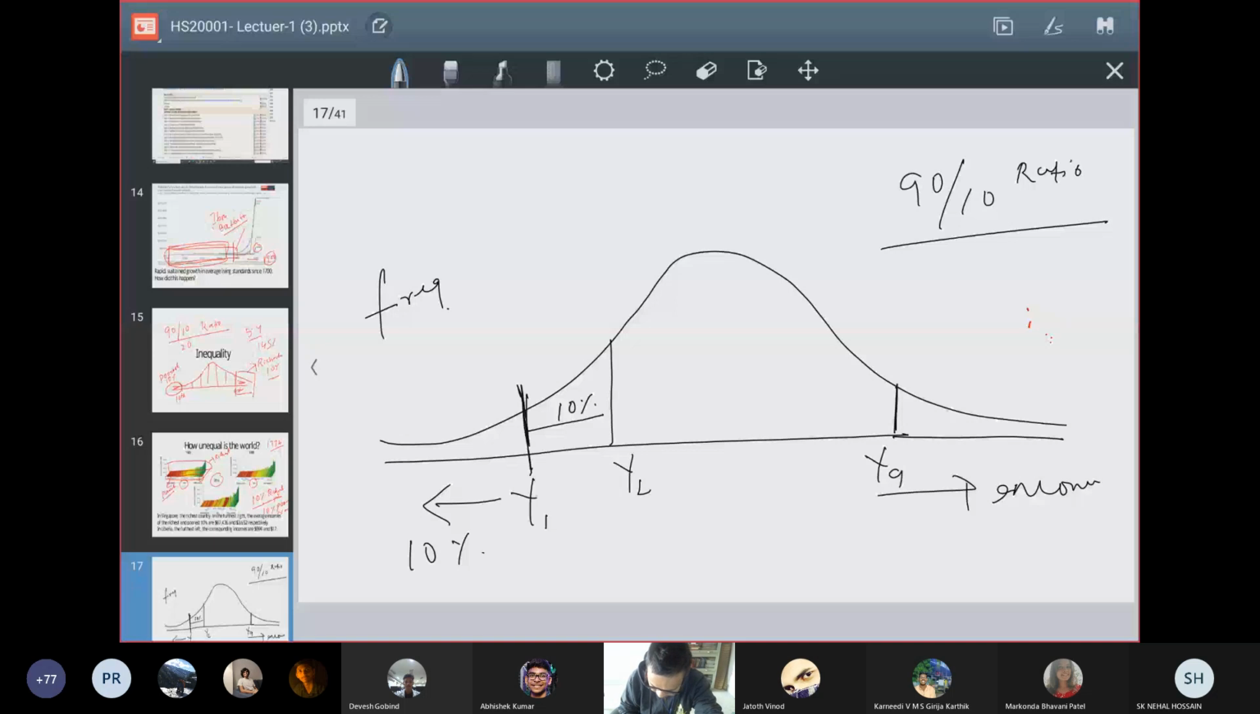Anyway, here on the y-axis you are taking income and on the x-axis you are taking the probability distribution or the frequency. Then you are plotting the income of the country. Let's say the income distribution looks like this bell-shaped curve. Usually, as I said, income does not follow a normal distribution but a positively skewed distribution. Let's assume it follows this distribution.